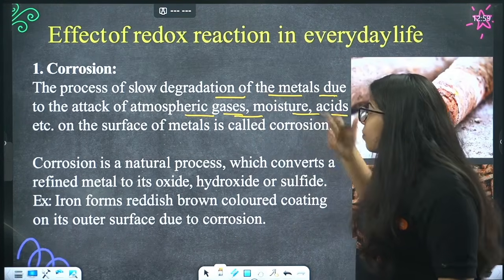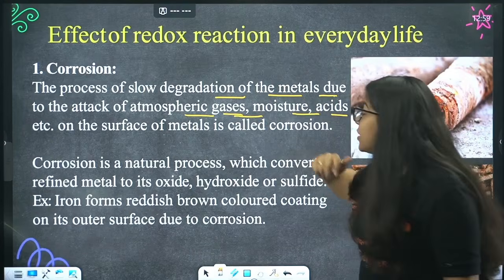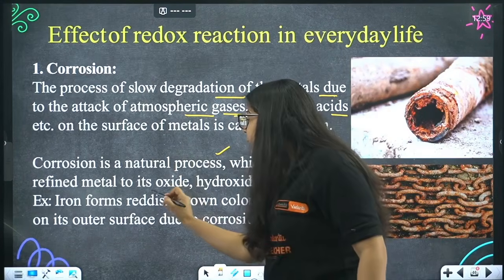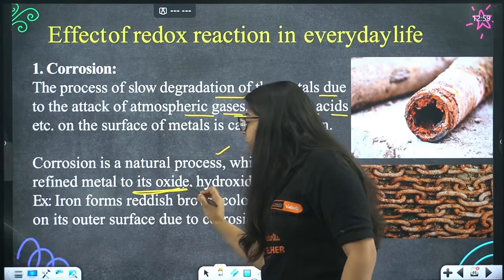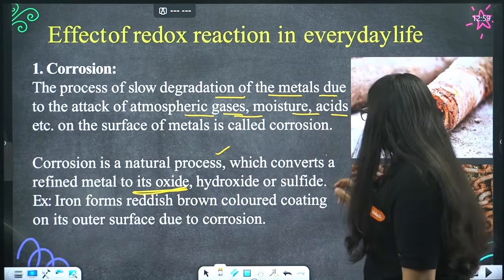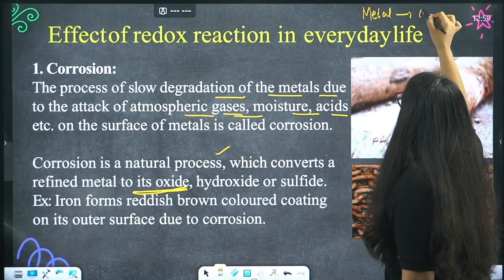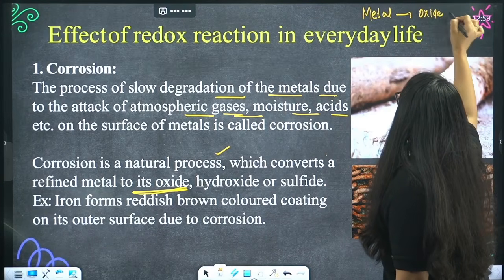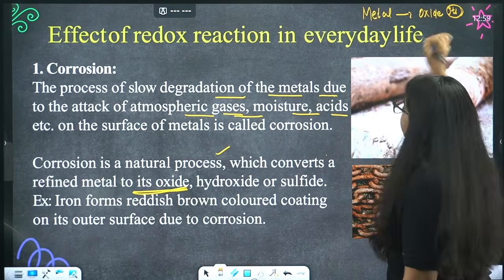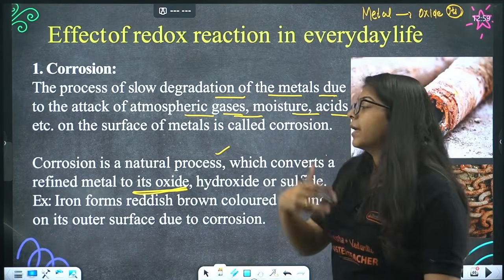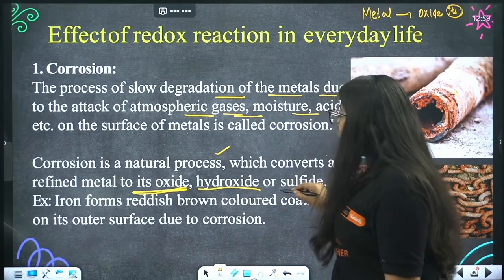Okay, but this is a natural process. Nobody can stop this, nobody can stop the gases. So this is a natural process which converts a refined metal into its oxide. Very important point: it converts a refined metal into its own oxide. Done? That is called corrosion. It can also convert it into hydroxide or sulfide.